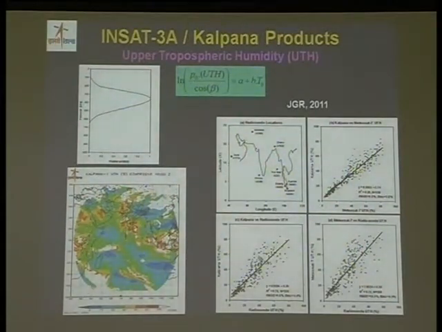But it is every 8 kilometers, but to remove the cloud, we are using surrounding 5 by 5 pixels. Based on 5 by 5 pixels, we remove the cloud, and then if it is not cloudy, if it has only low level cloud, then we compute UTH based on this relationship.